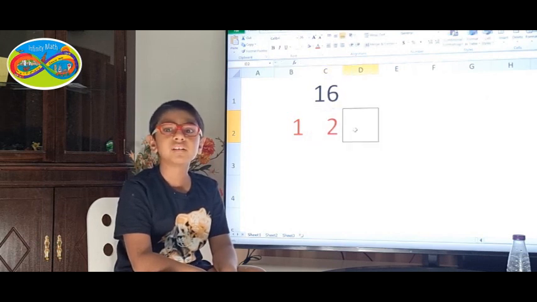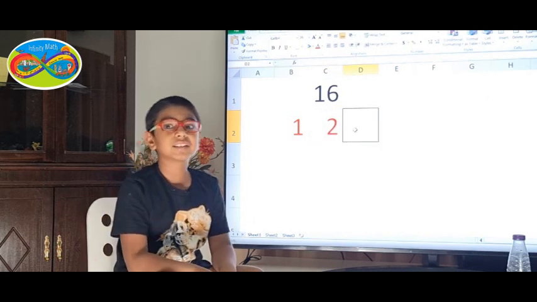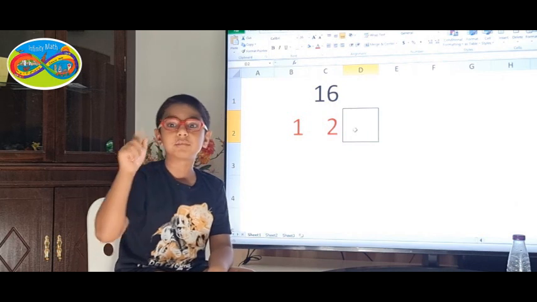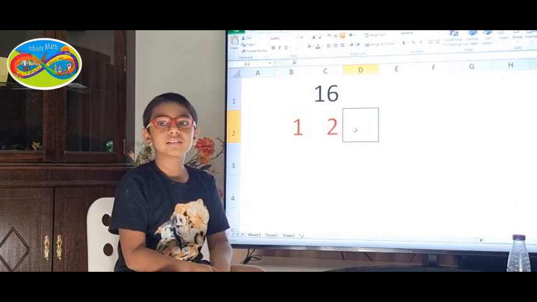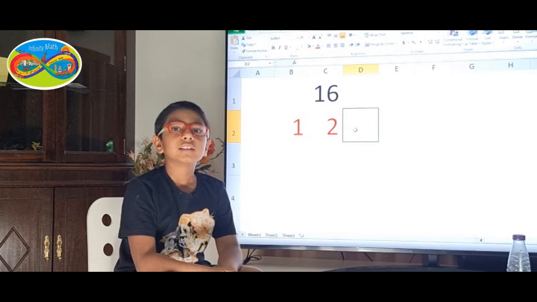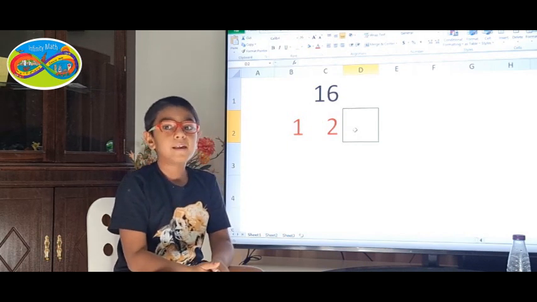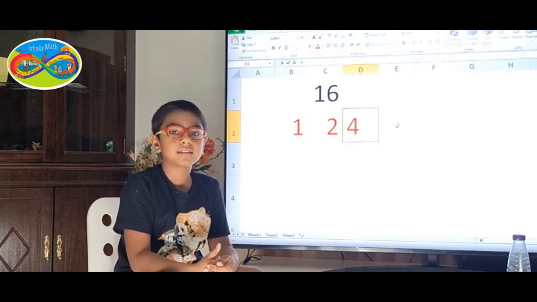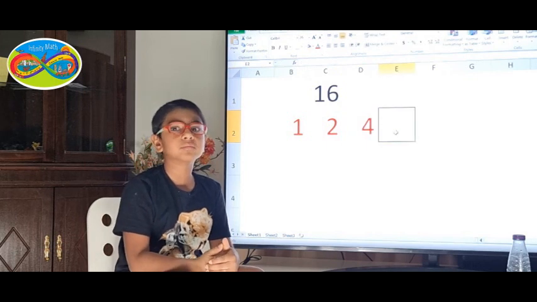16 divided by 3? No, it won't be a factor, because 3 times 5 equals 15, which means a remainder of 1. 16 divided by 4 equals 4. So yes, 4 is a factor. 16 divided by 5? No, 5 times 3 equals 15, so there's a remainder.